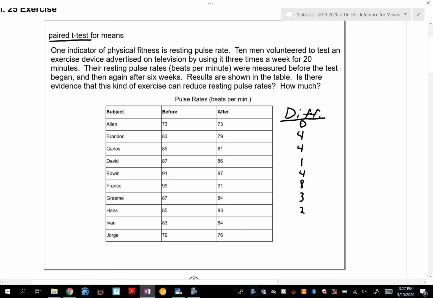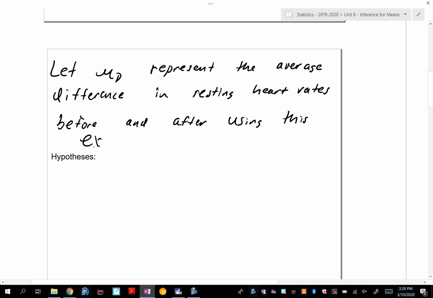Let mu sub d represent the average difference in resting heart rates before and after using this exercise machine. All right, again, it's not imperative that the words are exactly like this, but something about the difference in the before and after resting heart rates.